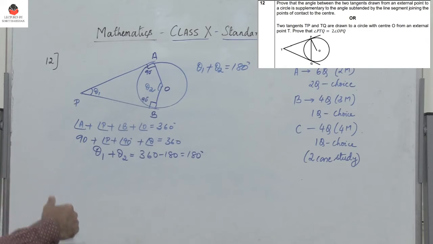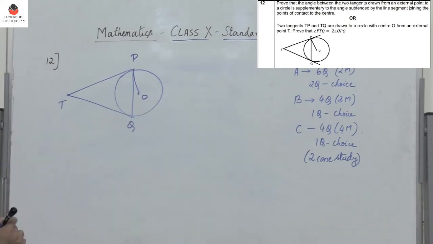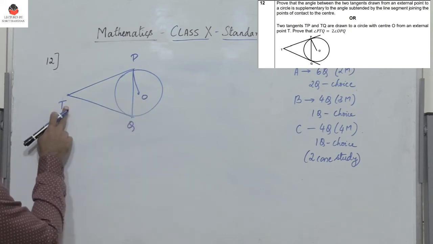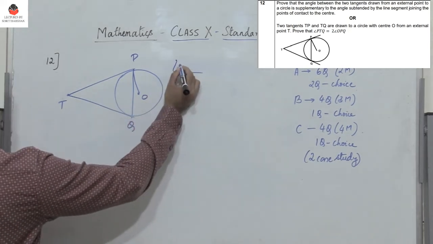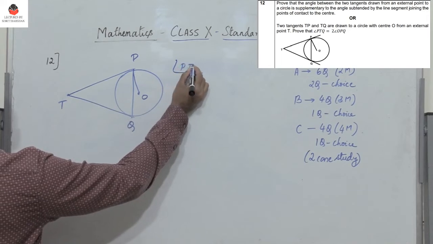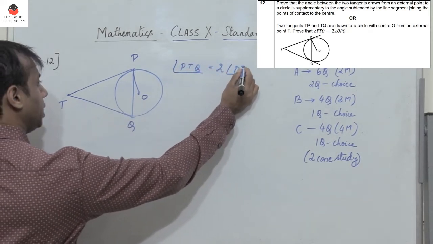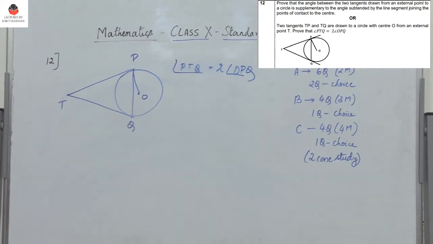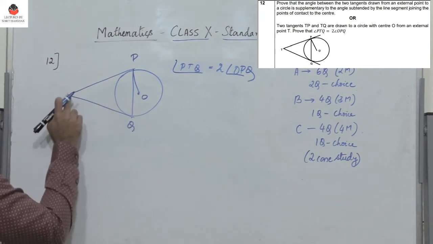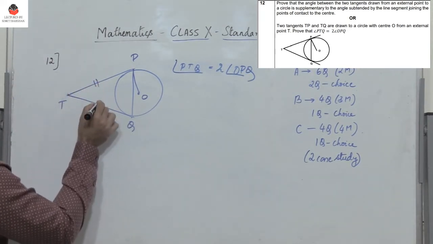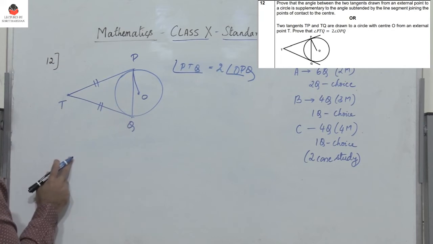So you have another internal choice. Two tangents TP and TQ are drawn to a circle with center O from an external point T. Now we have to prove that angle PTQ equals twice angle OPQ, right? Given that these two are tangents, the two tangents will be equal, right?